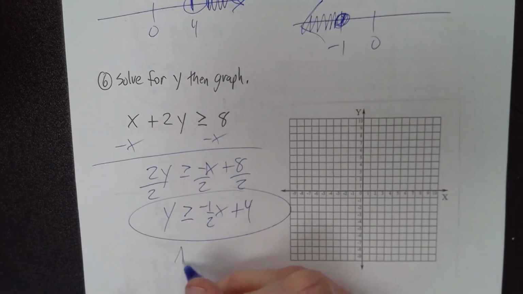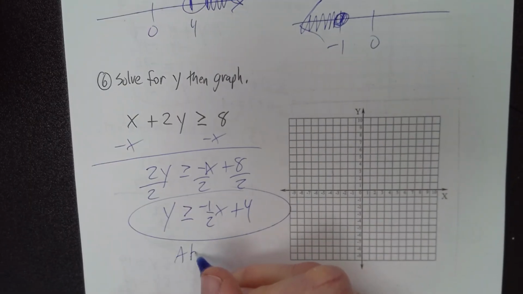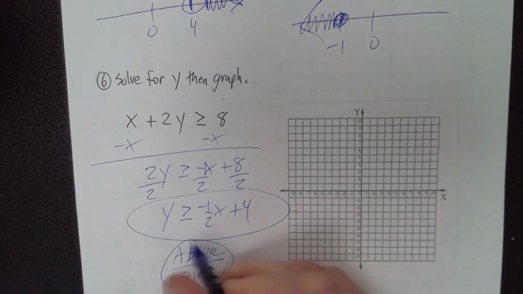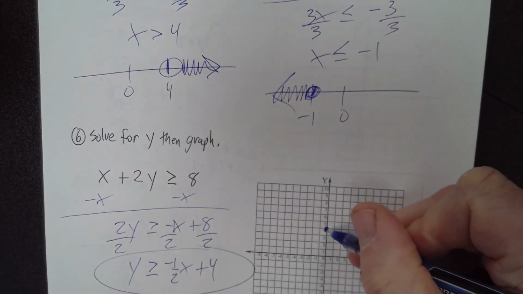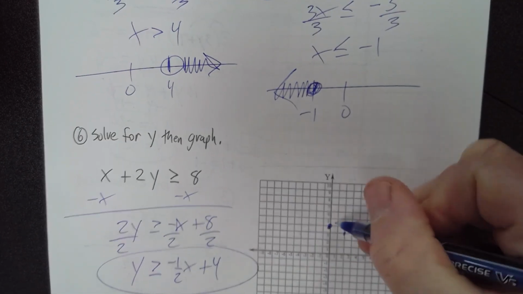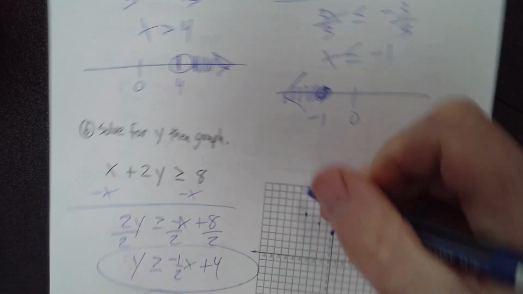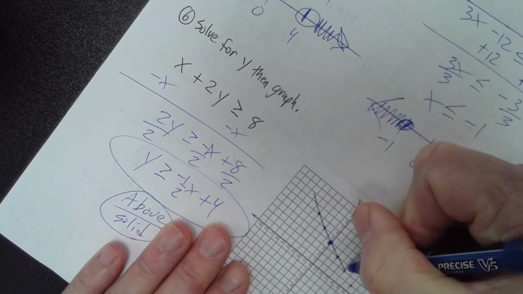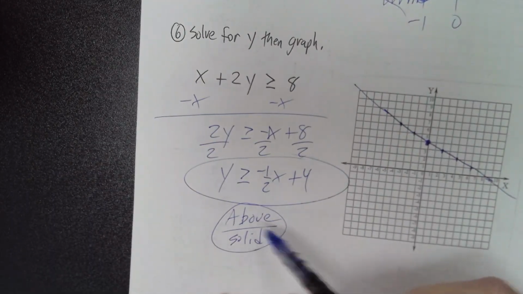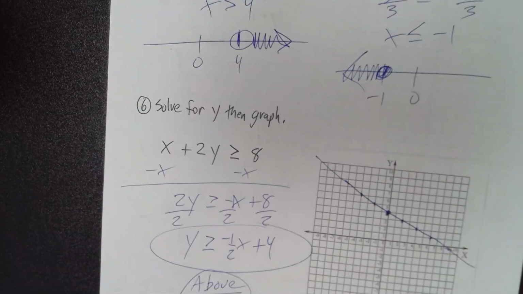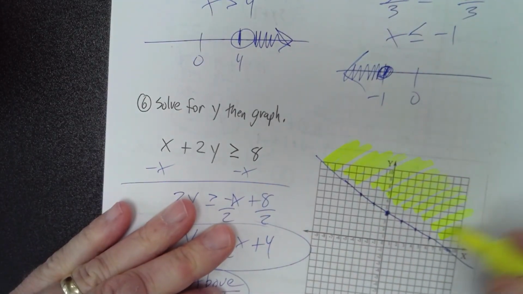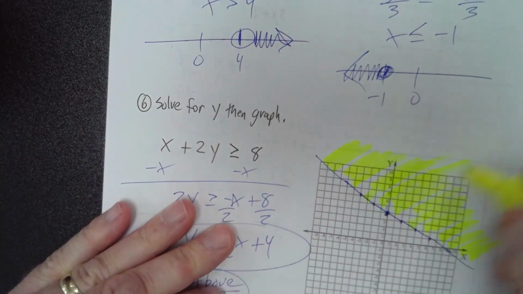So I'm going to shade above because y is greater than. I want the big y values. And then equal to means it's going to be a solid line. So I'm starting with 4. And I go down 1 over 2, down 1 over 2, down 1 over 2, up 1, back 2, up 1, back 2. It's a solid line. And then it's y is greater than, so I'm shading the big y values. So the big y values are up top. Isn't that pretty?